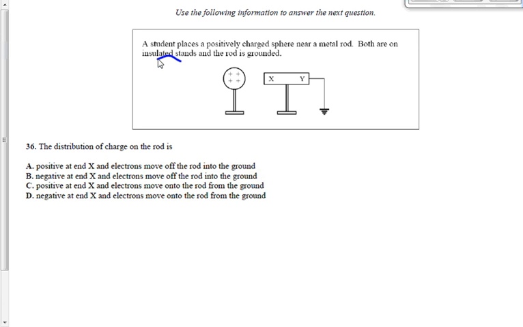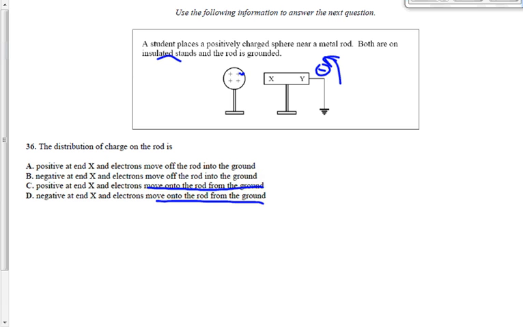We want to know the distribution of charge on the rod. Looks like they all have to do with end X. So what's going to happen to end X? It's a positively charged object that we bring nearby here. Something's going to happen to electrons, and something's going to happen relative to the ground. Are those electrons going to go down into the ground, or are they going to come up from the ground? They're going to come up from the ground, right? Because they're attracted to the positive. So that means they're going to come onto the rod from the ground. So that's either C or D.